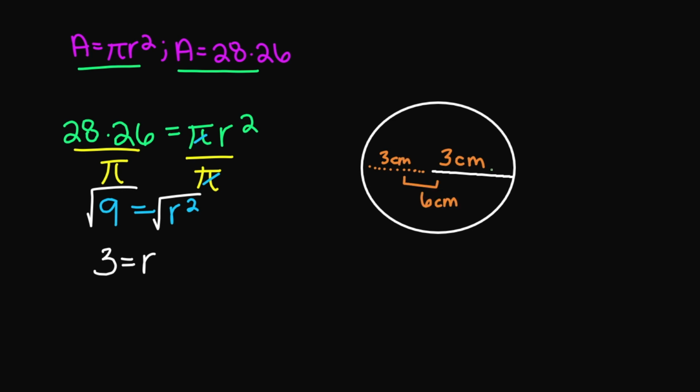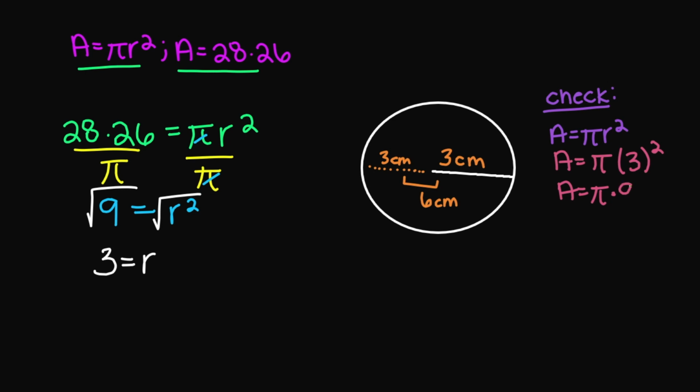And let's say we wanted to check our work to make sure that we did solve this correctly. I'm going to do A equals pi r squared. We got 3 as our radius, so I'm going to do 3 squared, and we have A equals pi times 3 squared. This is going to equal 9. And when you multiply pi times 9, this is going to be approximately, if you do 3.14 times 9, you're going to get 28.26, which is the same area that we did receive here. So we know that our radius of 3 is the correct answer.